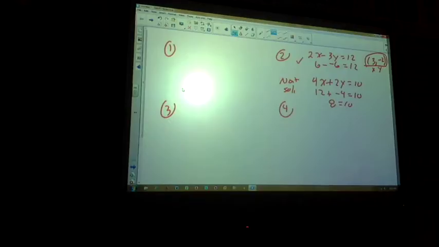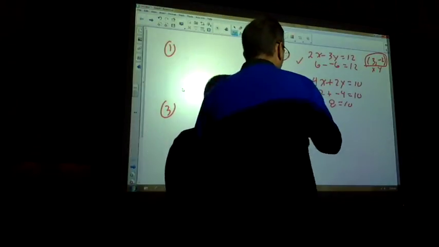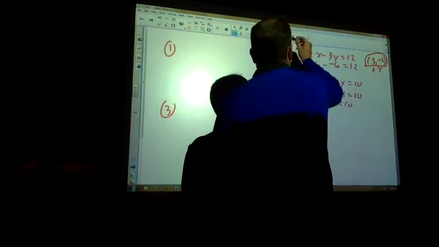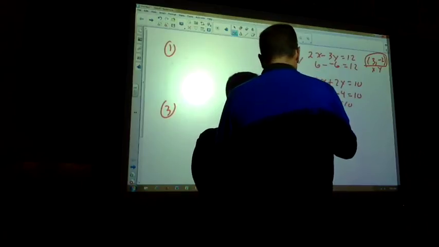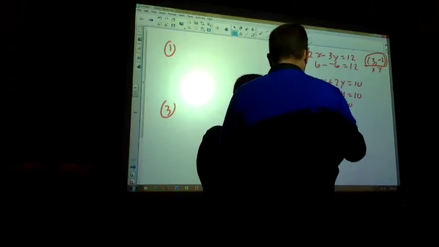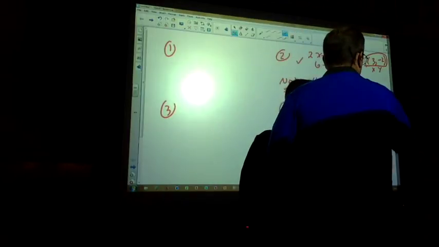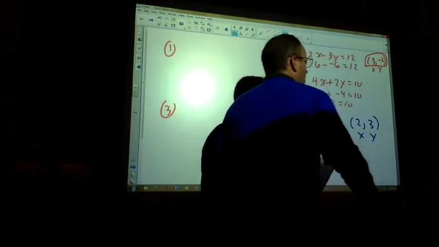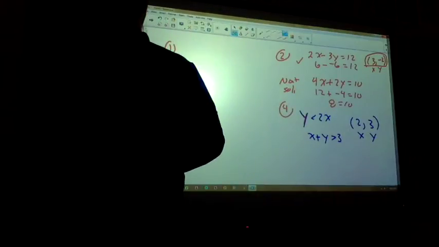3 or 4? Can you see? Number 4? Okay. Number 4, we have, let me do a different color. Y is less than 2x, and x plus y is greater than 3. We have the point 2 comma 3, which is an x and y value. So we want to see if that is part of the solution.